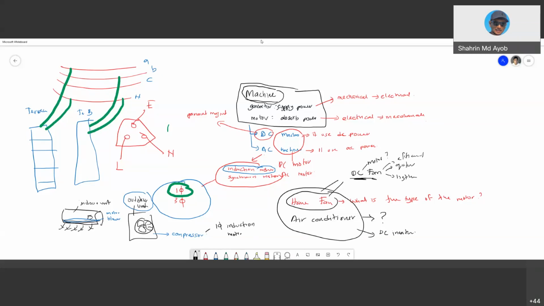Yes, they said it is energy saving by using a DC fan. But right now, is it truly a DC motor? And for the DC inverter air conditioner, is the motor used for the compressor truly a DC motor?